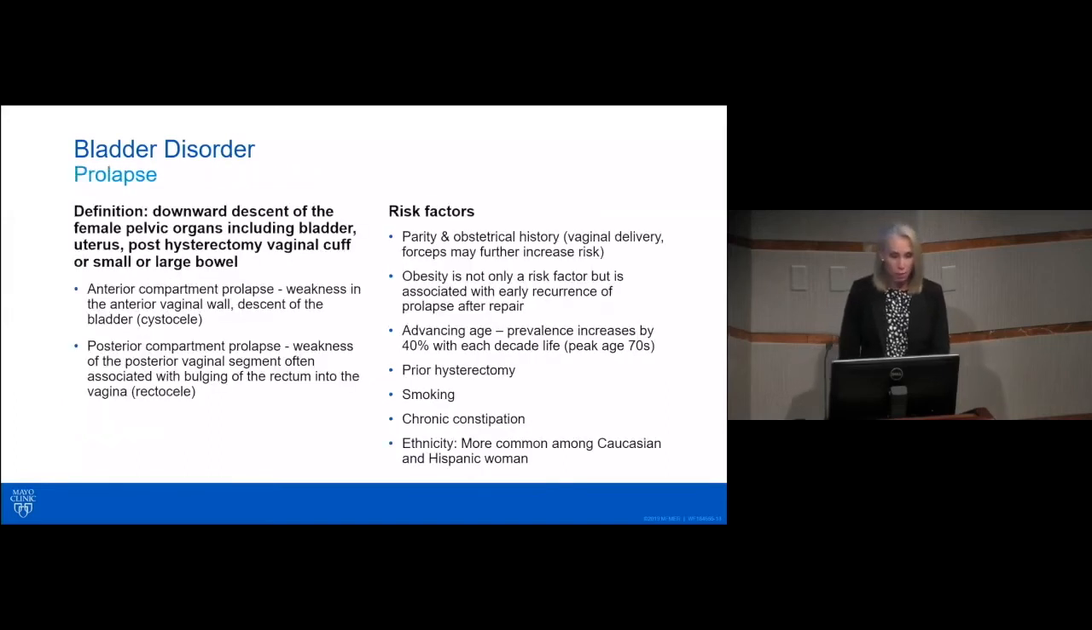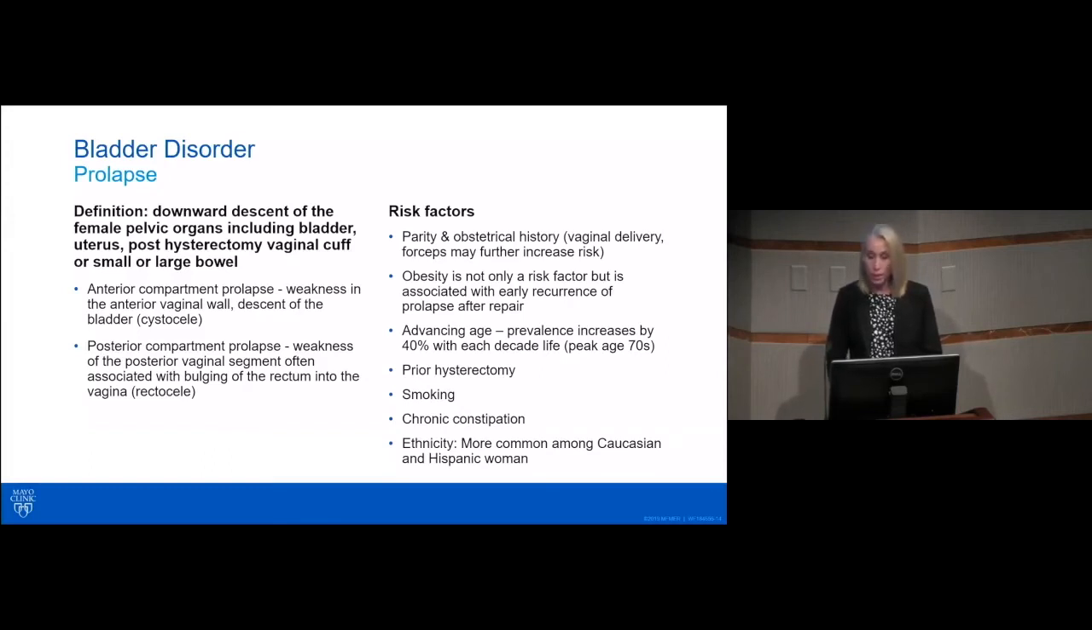So moving on to prolapse, it is the downward descent of female pelvic organs, including the bladder, uterus, post-hysterectomy vaginal cuff, and or small and large bowel. So anterior compartment prolapse is weakness in the anterior vaginal wall. It's a descent of the bladder. Posterior compartment prolapse is weakness of the posterior vaginal wall, often associated with bulging of the rectum, which is the rectocele.